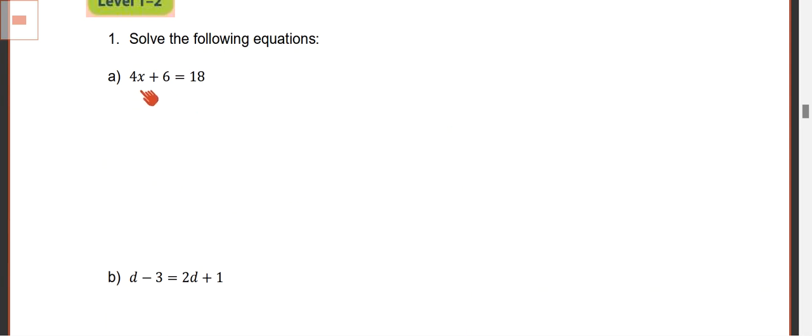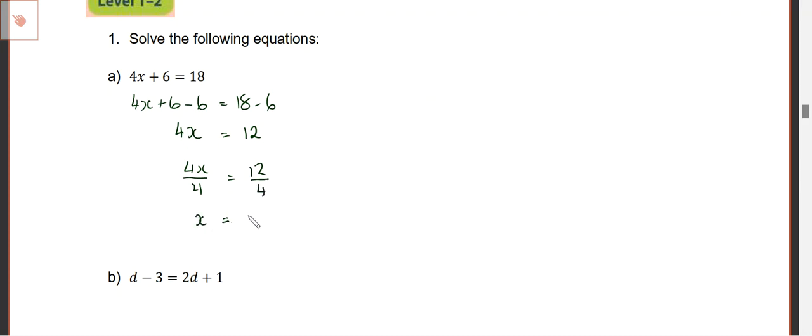Okay, so this says 4 times something, then add 6, and the answer is 18. So what we need to do is figure out what it was before I added 6. So we have 4x add 6. If I take away the 6, that's 18 minus 6, which leaves me with 4x equals 12. 4x divided by 4 is equal to 12 divided by 4. So 1x has to be... Okay?